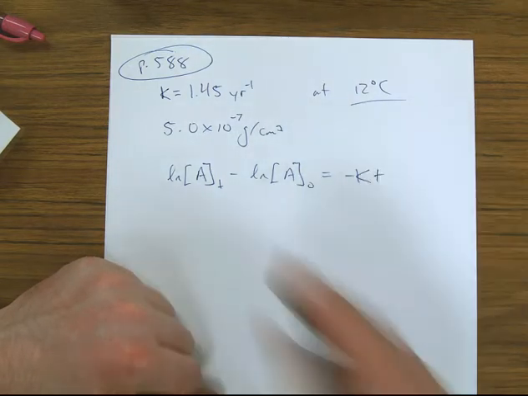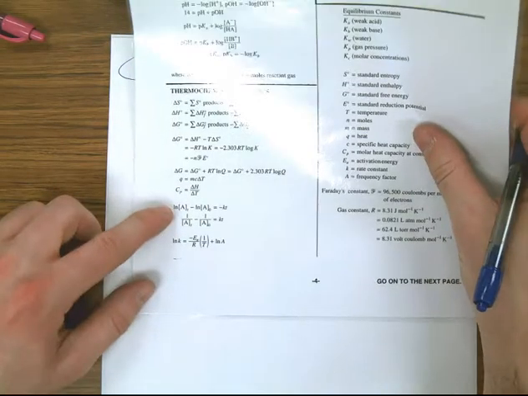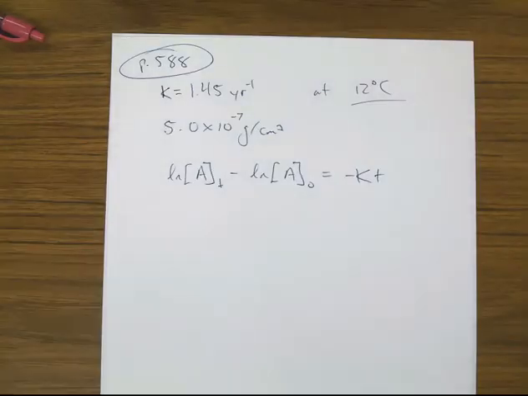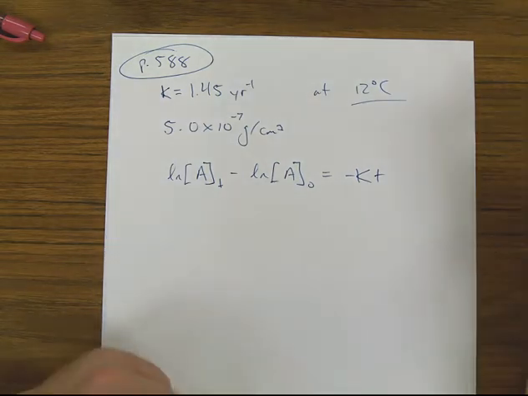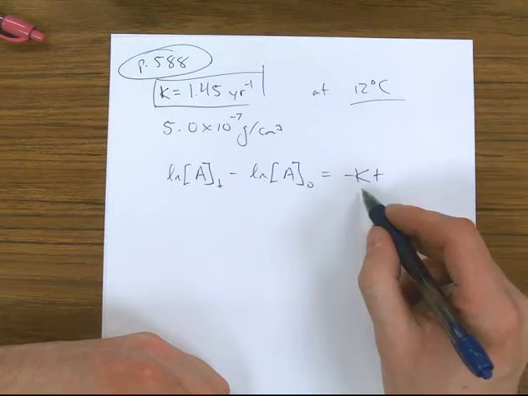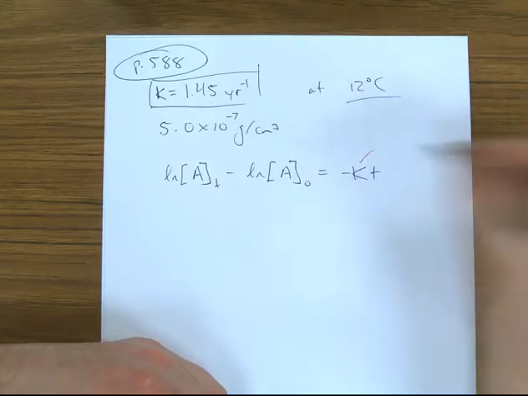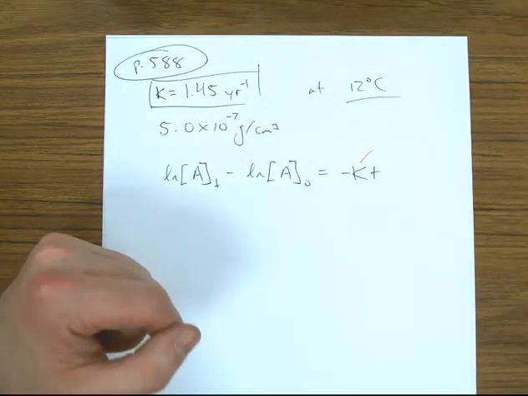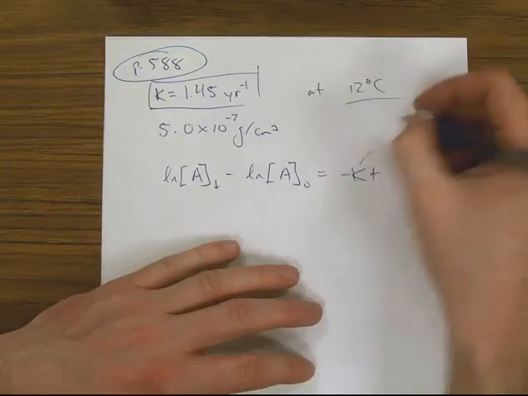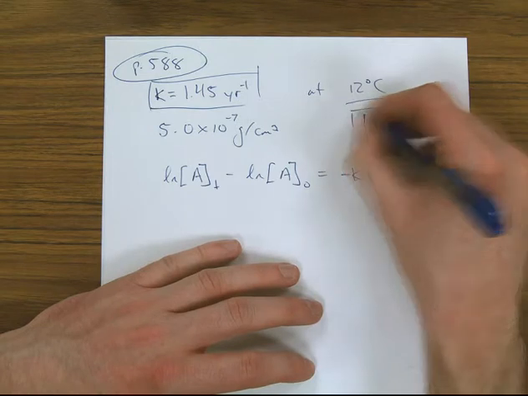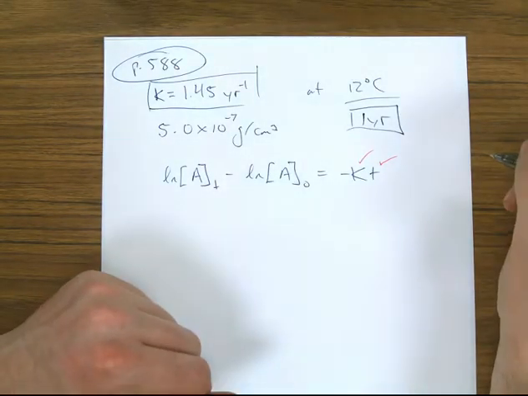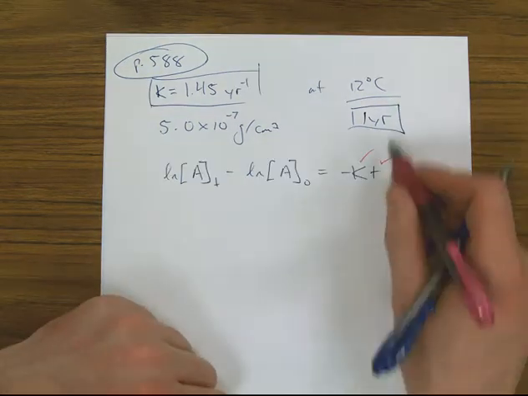And this is coming from right here on your formula sheet. The top one's first order, the second one's second order. Now what I'm going to do is look for my given information. Well, I know k, so that one is taken care of. And the question is asking, what's the concentration after 1 year? So another piece of given information is that 1 year passes by. So I know time.